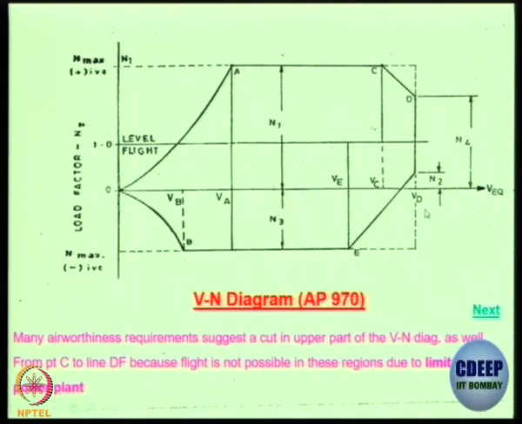If you see FAR23, they give a cut in the bottom. Because they have found out that it is very difficult for even a rookie pilot to be at negative load factor and very high speed and very high load factor. So they have given a cut. Because otherwise the designer has to design the aircraft for such a high load at such a high speed.